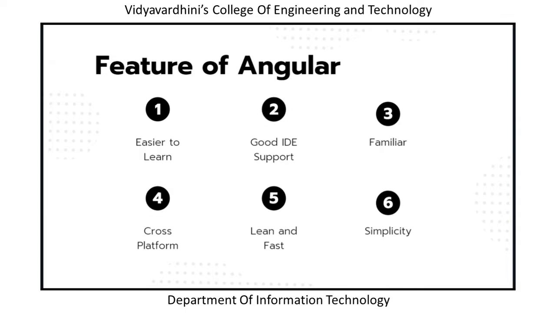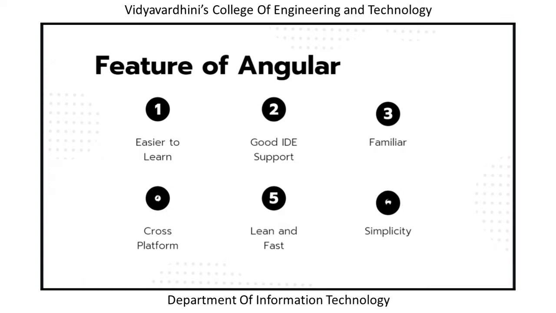Then next comes familiar. Angular has retained many of its core concepts from its earlier version, that is Angular 1, also known as AngularJS, though it is a complete rewrite. This means developers who are already proficient in Angular 1 will find it easy to migrate to Angular. Then we have cross-platform. Angular is a single platform which can be used to develop applications for multiple devices, be it desktop or mobile.